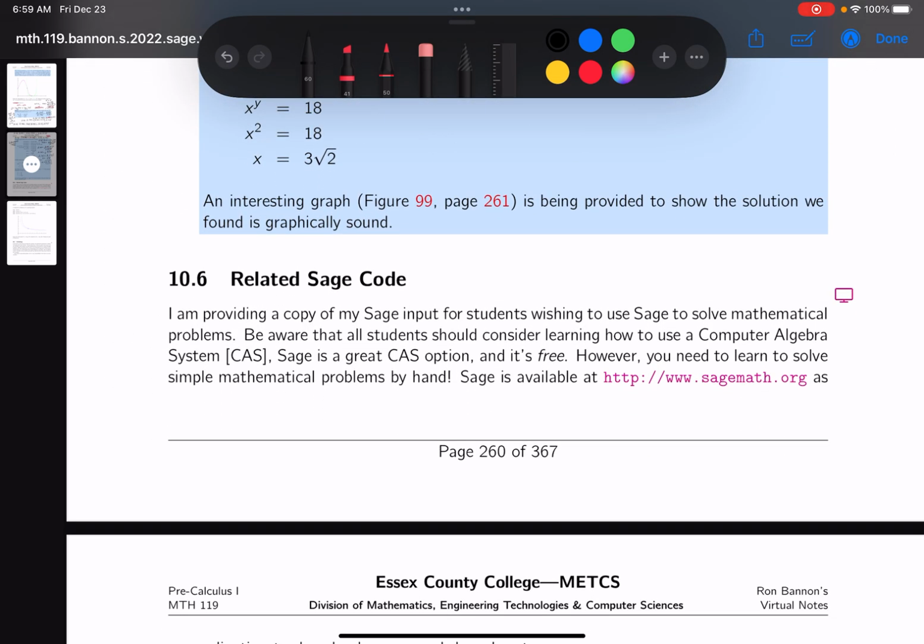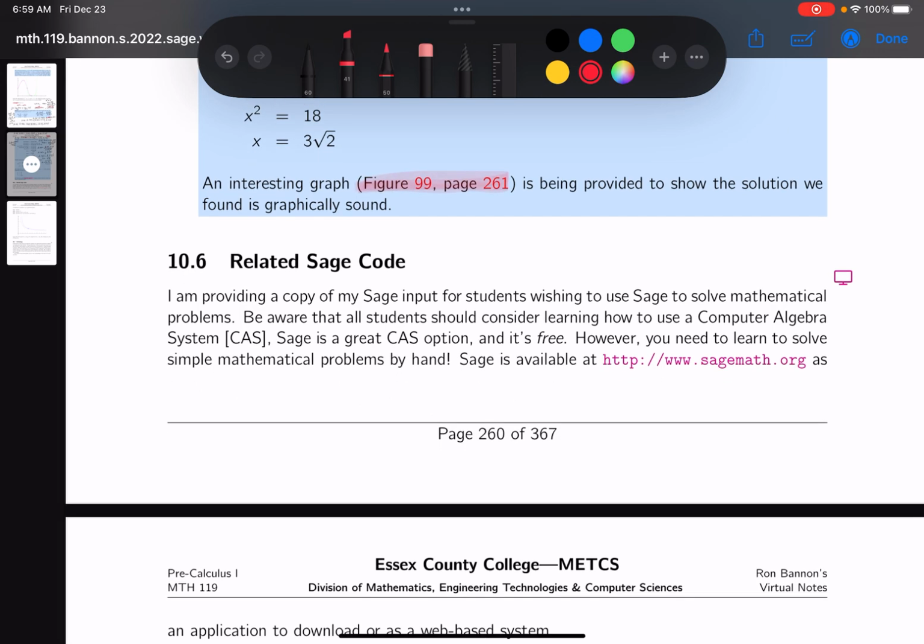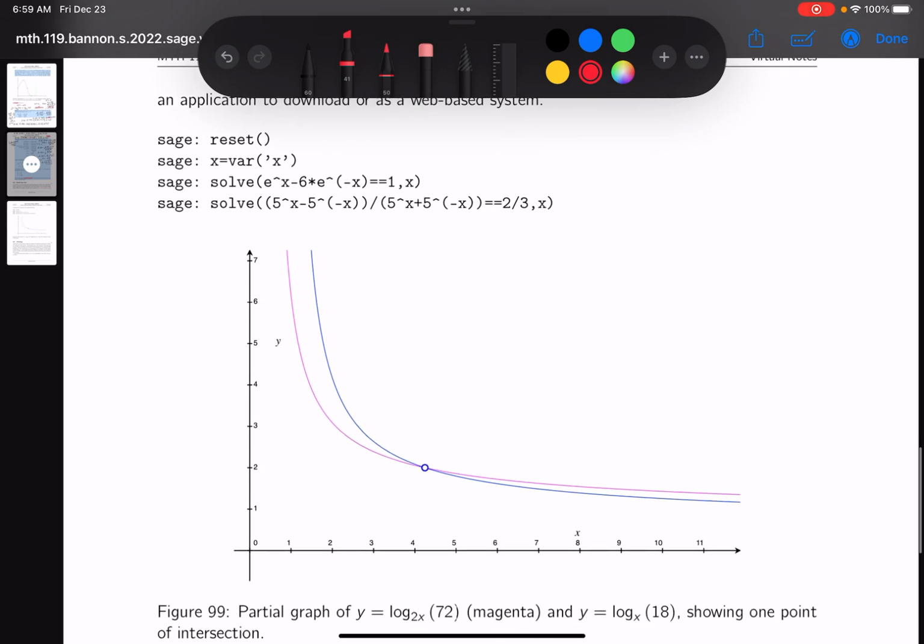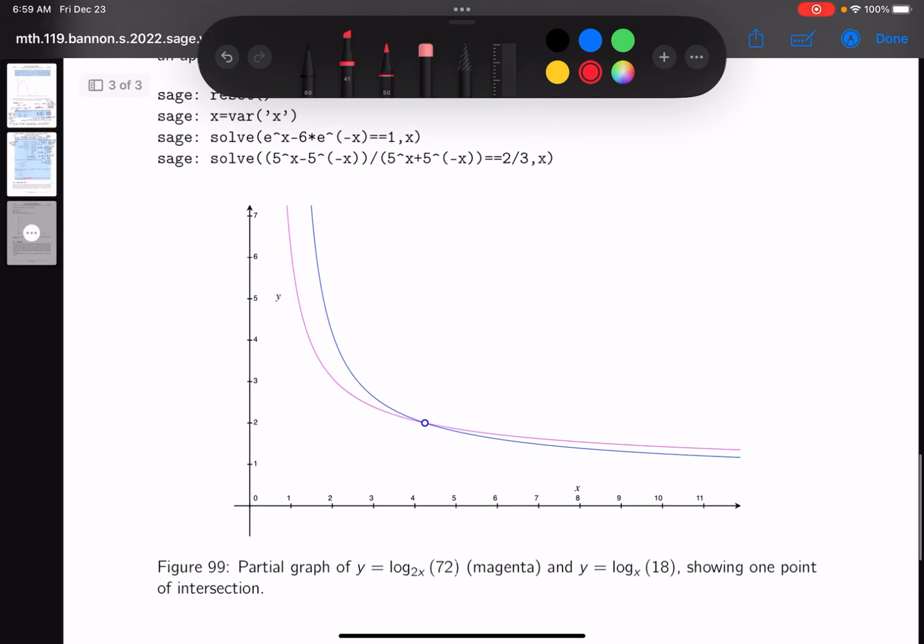I'm also going to show you a graph of this problem. And the reason for the graph is you always wonder, did I get the right answer? All right, and I'm going to point out what we're doing over here. We're graphing two things. And so what are you graphing over here? Well, let me take a careful look at this. The blue curve is y equals log base x of 18.